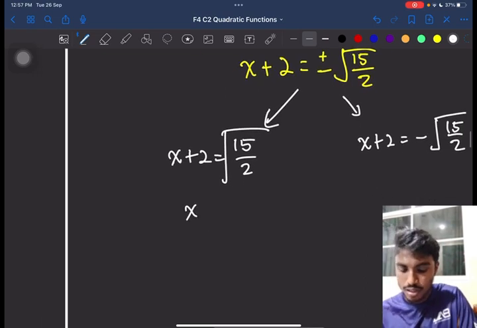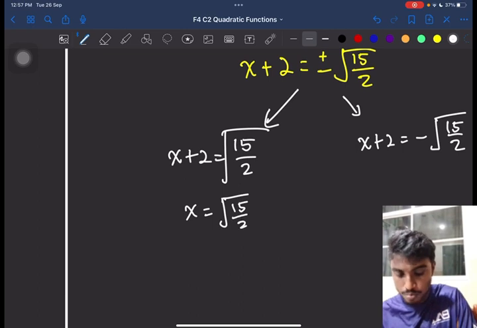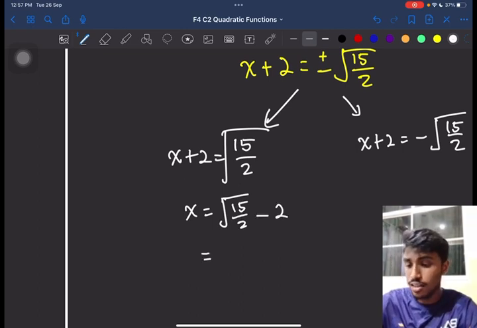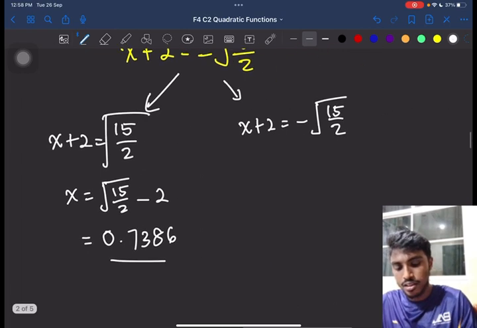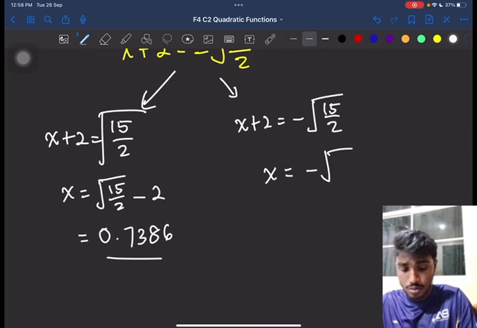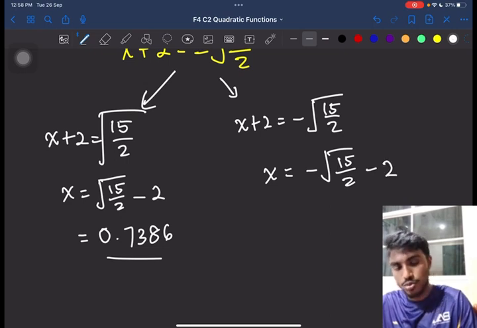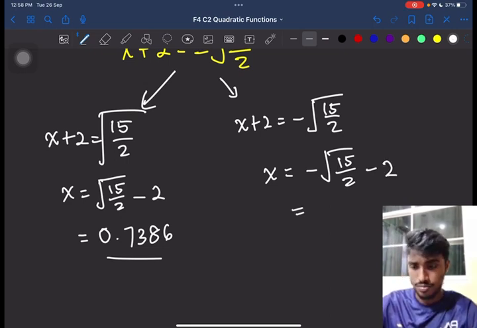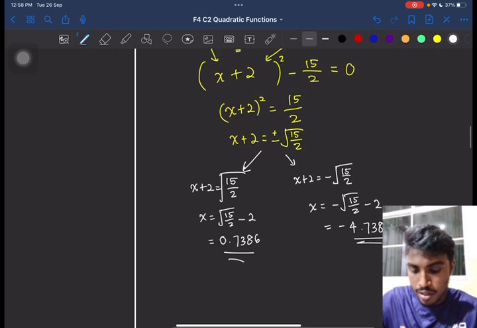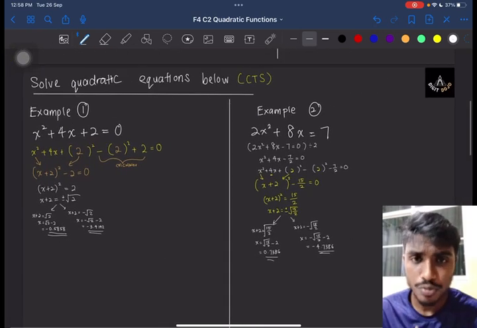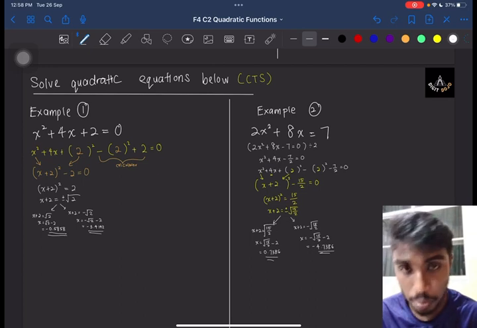When it's positive, x equals the square root of 15 over 2 minus 2, which gives you 0.7386. When it's negative, x equals negative square root of 15 over 2 minus 2, which gives you negative 4.7386. So there are two values for x. This is the first method of how to solve a quadratic equation based on the completing the square method.